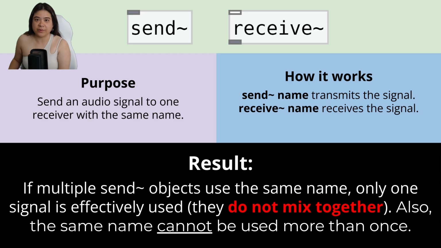Send tilde and receive tilde. The purpose: to send an audio signal to one receiver with the same name. How it works: send tilde name transmits the signal. Receive tilde name receives the signal. Result: if multiple send objects use the same name, only one signal is effectively used. They do not mix together. Also, the same name cannot be used more than once.